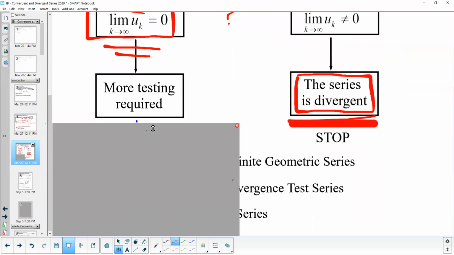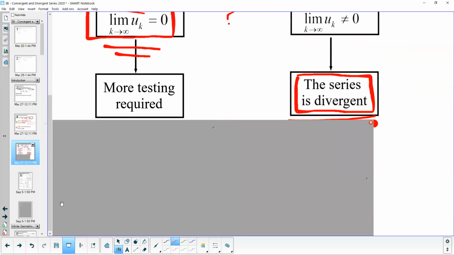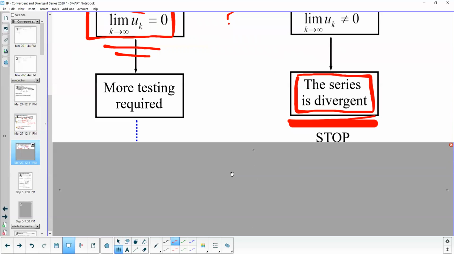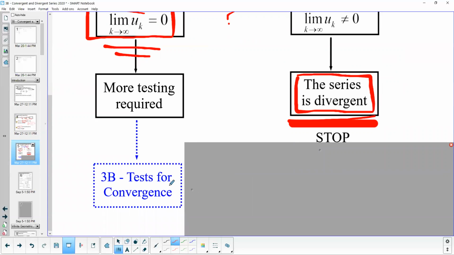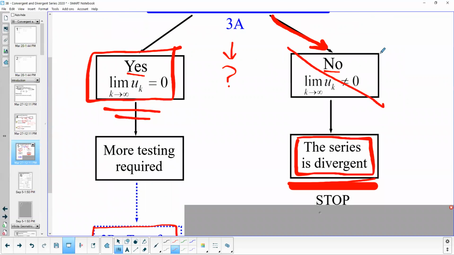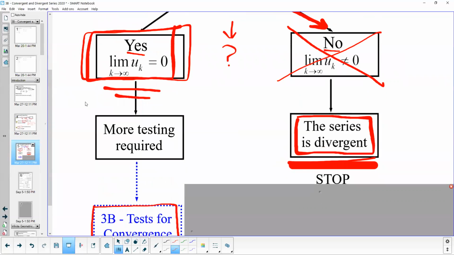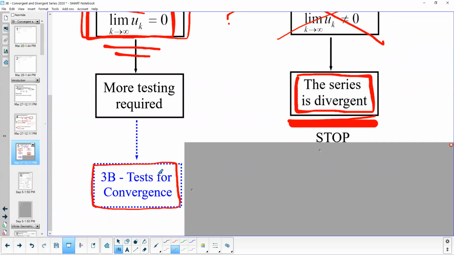And so what we will explore in the next section is, what do you do if the answer to that question is yes, and you have to apply more tests? Well, that is what section 3B is all about. And we are going to explore all the different tests for convergence. Once you've eliminated this option, so you know the limit as k approaches infinity of u sub k is equal to 0, we now have all these tests.